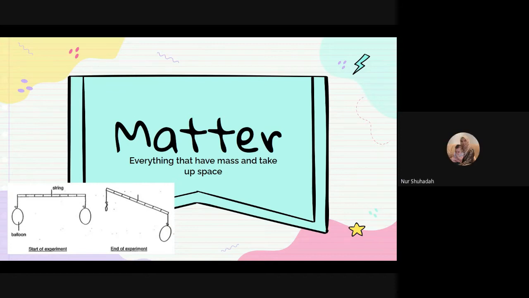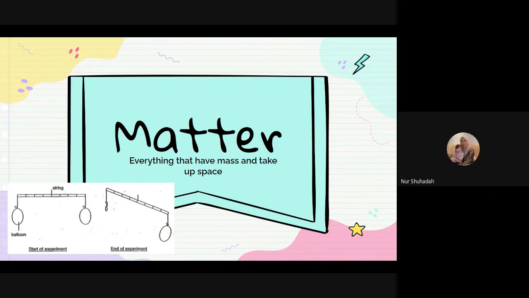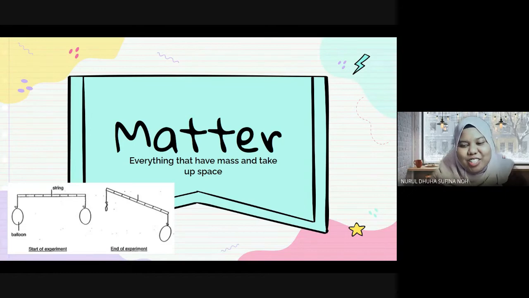Okay, so if everyone understands, I want to ask Shuhada, can you tell me how we identify matter? I think we need to check if it can be weighed and the volume can be measured. So it is matter because according to the definition, matter is everything that has mass and takes up space. Okay, great. Thank you, Shuhada.